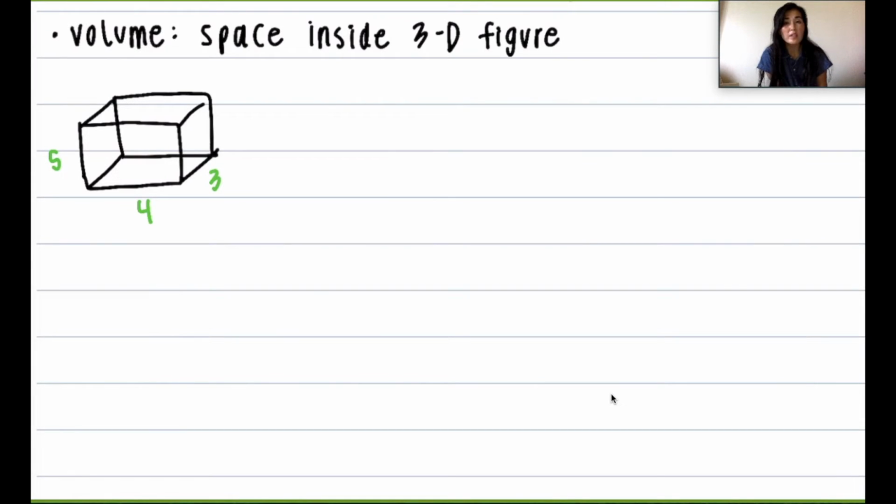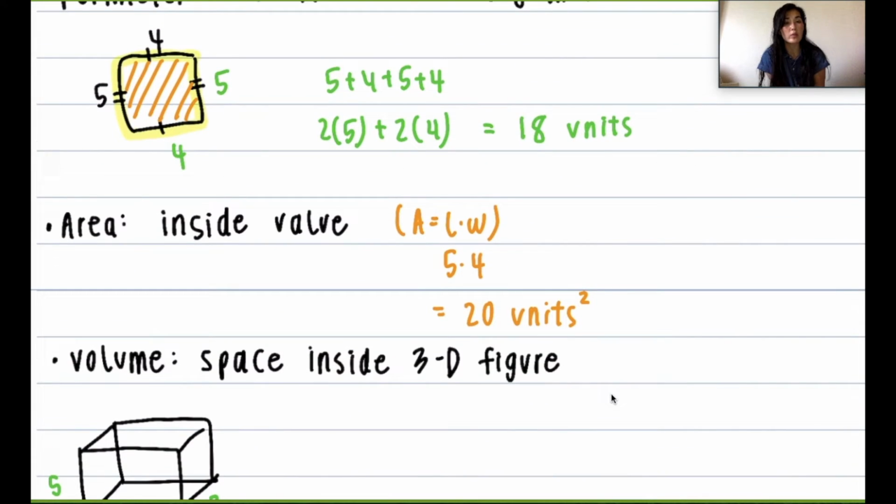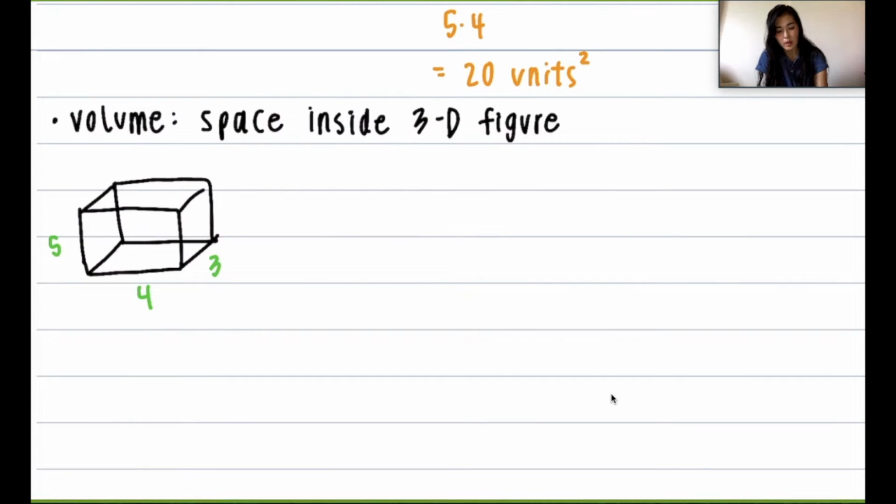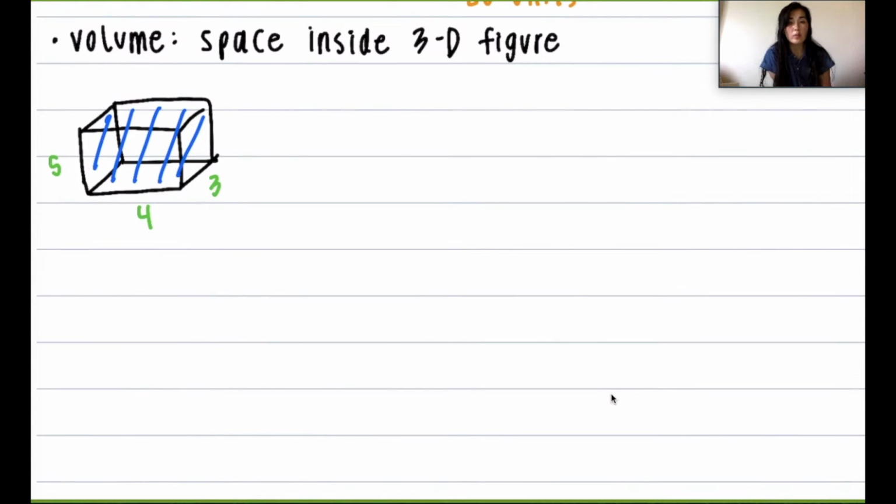Volume is the space inside of a 3-dimensional figure versus a flat figure like we saw above here. Volume, again, is going to be how much space it's taking up inside here. And again, typically you'll get a formula for this. In terms of a rectangular prism, volume is going to be length times width times height.